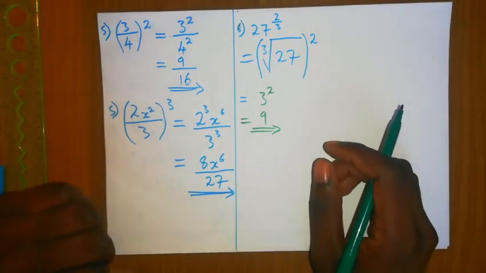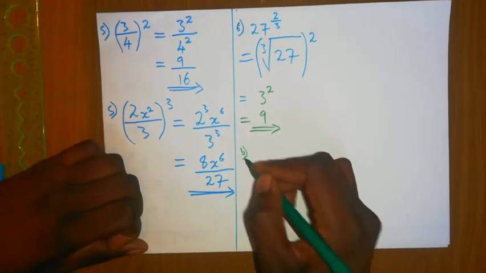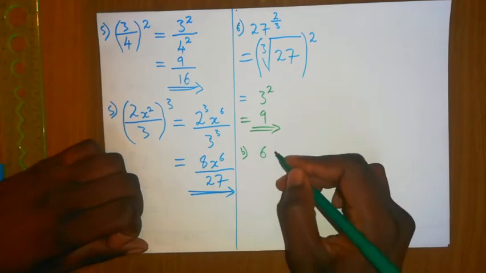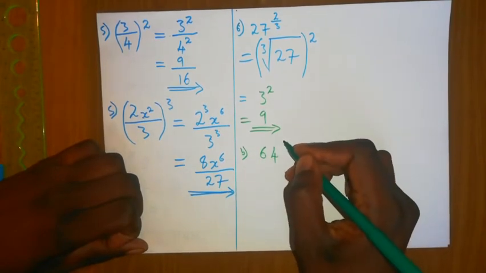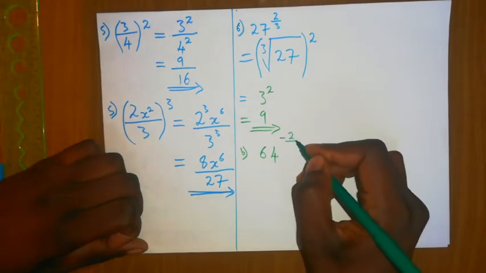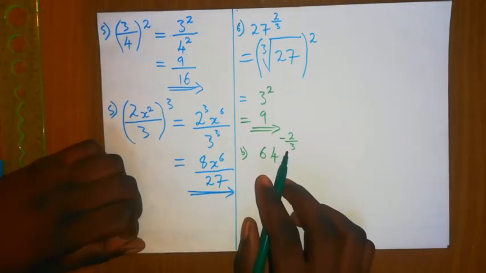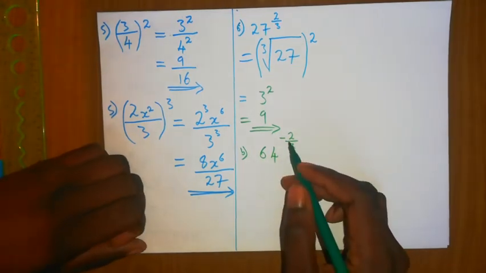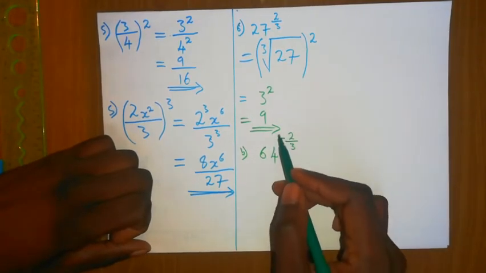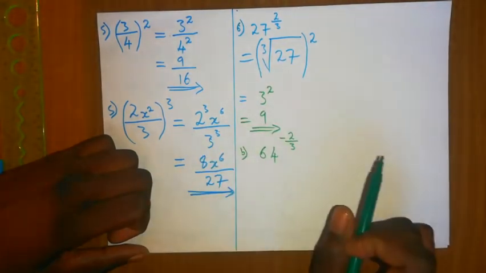Then I'll give you another example. You might find some questions that tend to combine these theories. That's my number B. I'm going to say 64 to the power negative 2 thirds. If you come across a question like this one, it means that we are supposed to apply that theory that has to do with the negative sign, then apply the current theory that you are doing.